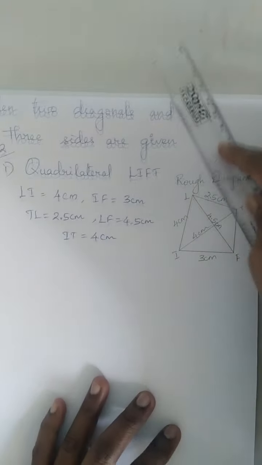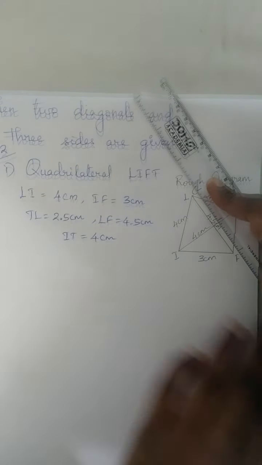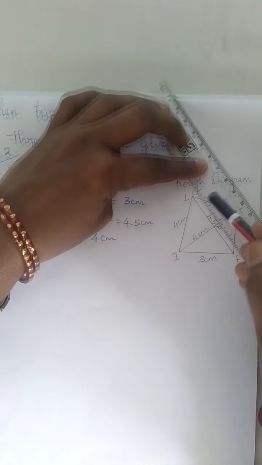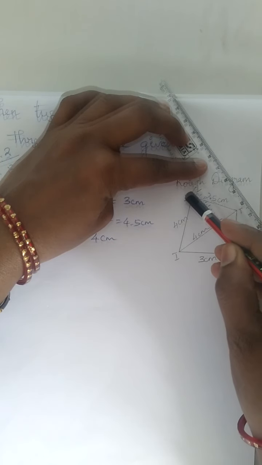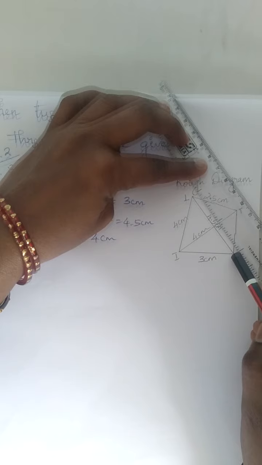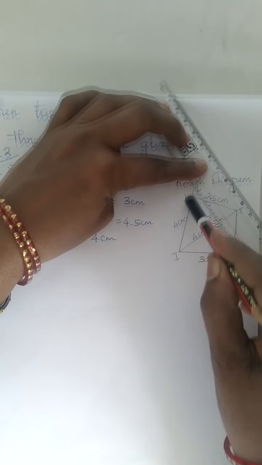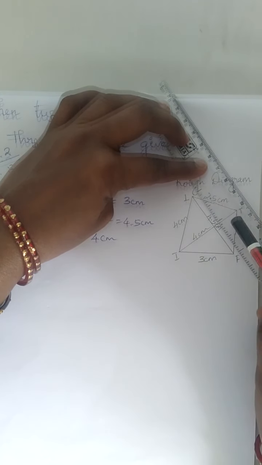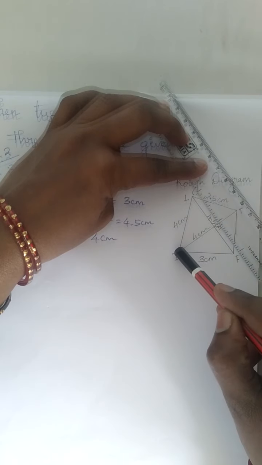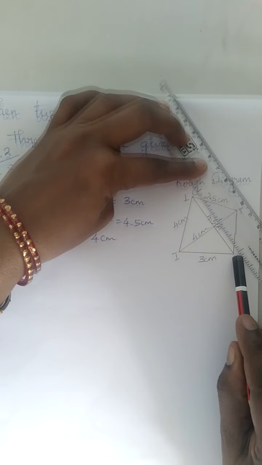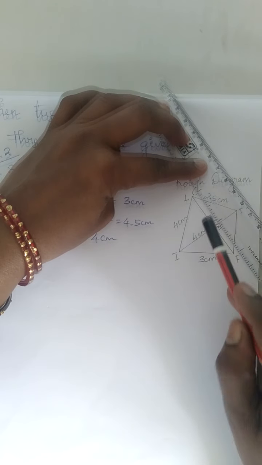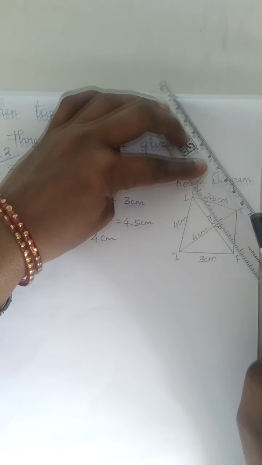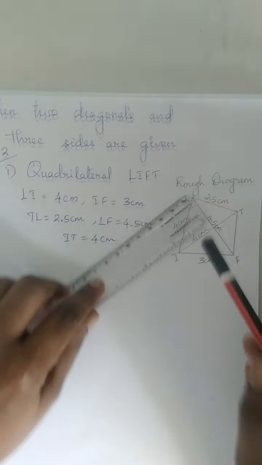Suppose if you keep like this, now the triangle LIF. Are you having all the three sides of this triangle LIF? Yes, because LI is 4 cm, IF is 3 cm, then LF is 4.5 cm. So we can construct the triangle LIF also.